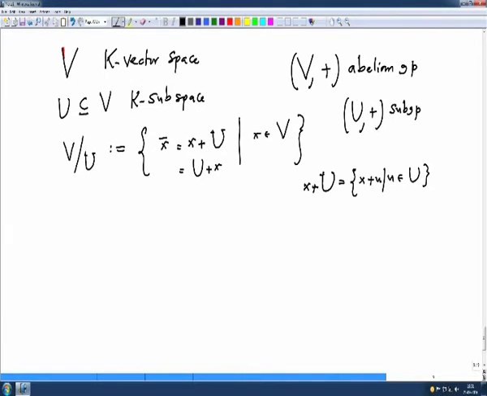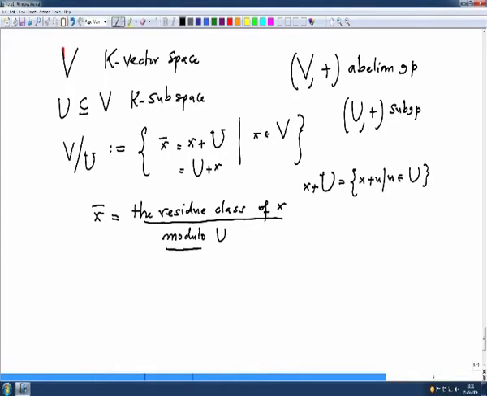x bar is a coset, that is what one has to remember, and x bar is also called the residue class of the element x modulo U. This terminology is inherited from Z to Z mod n, residue class modulo n. For the same reason I call x bar the residue class of x modulo U.